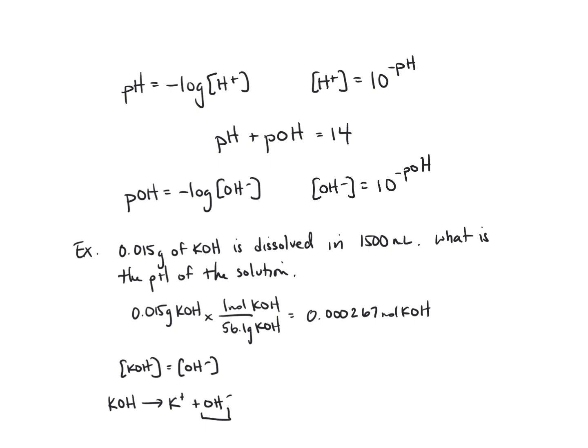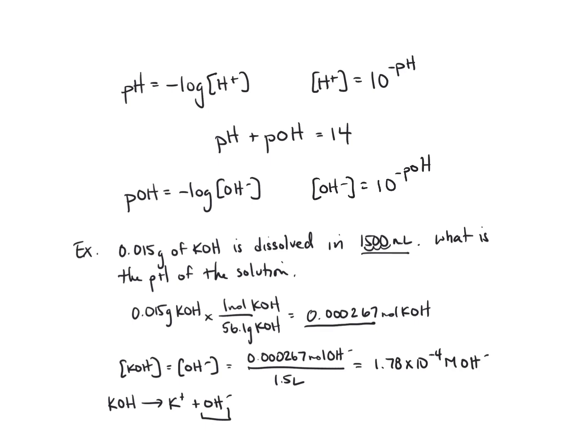If we have this many moles of KOH, we have that same number of moles of OH minus. So we can just do 0.000267 moles of OH minus per 1.5 liters. Again, we can convert that just by moving it over 3 spots. So now we have that number divided by 1.5, and we get 1.78 times 10 to the negative 4th molar OH minus.